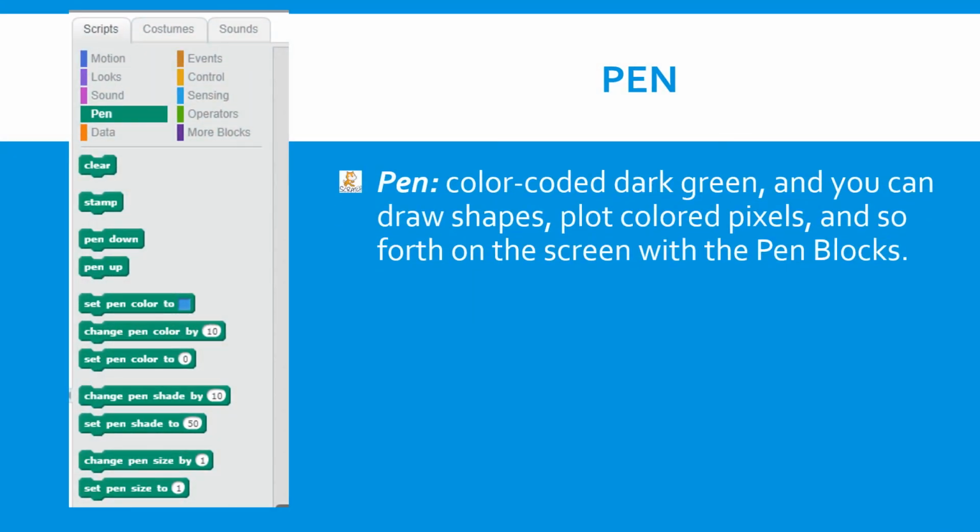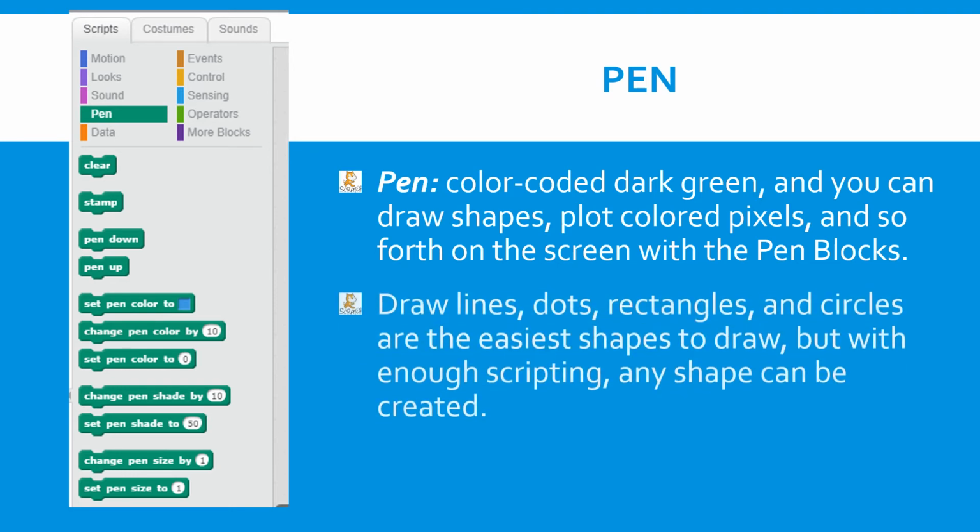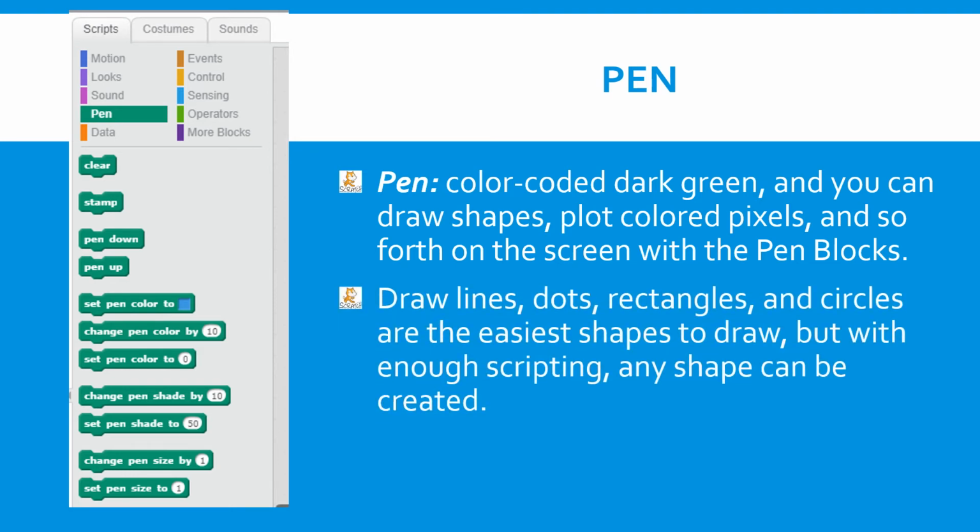Looking at the pen blocks. The pen blocks are color-coded dark green and you can draw shapes, plot colored pixels, and do other things with the pen. You can draw lines, dots, rectangles, and circles. These seem to be the easiest shapes to draw, but really when you're scripting, any shape can be drawn.